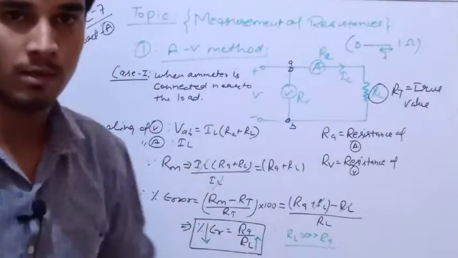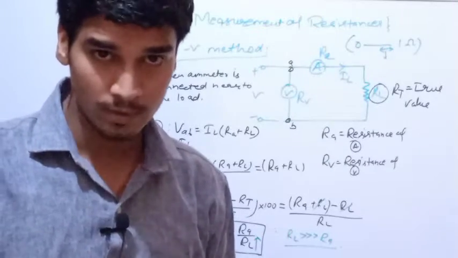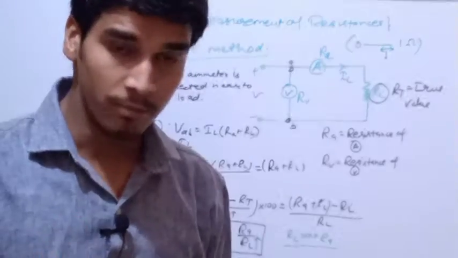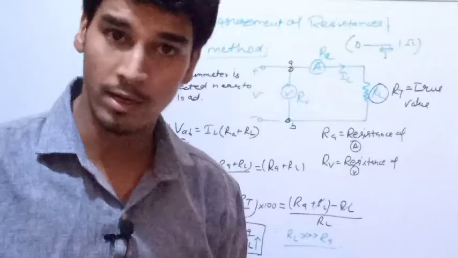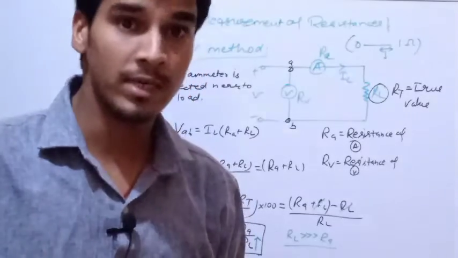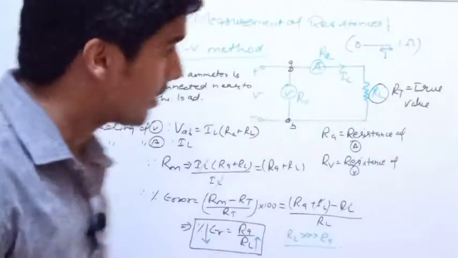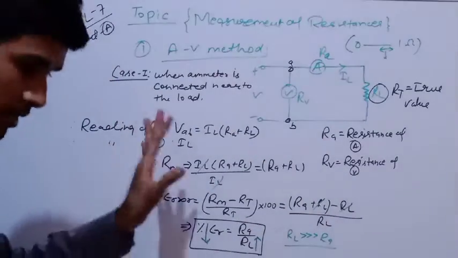So here you can notice when the ammeter is connected near to the load, then what happens. And now if I connect the voltmeter, because in both the methods I have to take the readings of the ammeter and voltmeter, and I have to connect both the devices, whatever the case I want to prefer. Okay, so what happens when I connect the voltmeter near to the load? We are going to see that also.